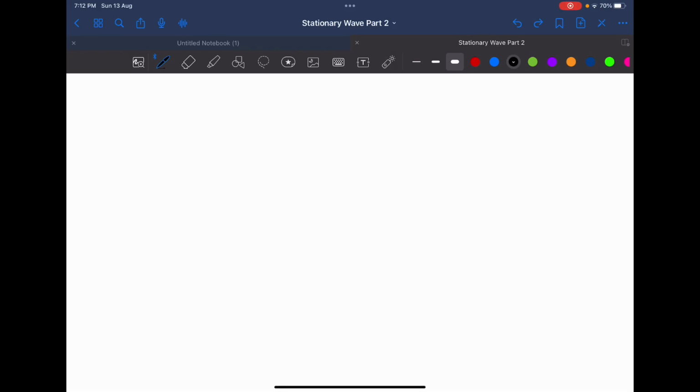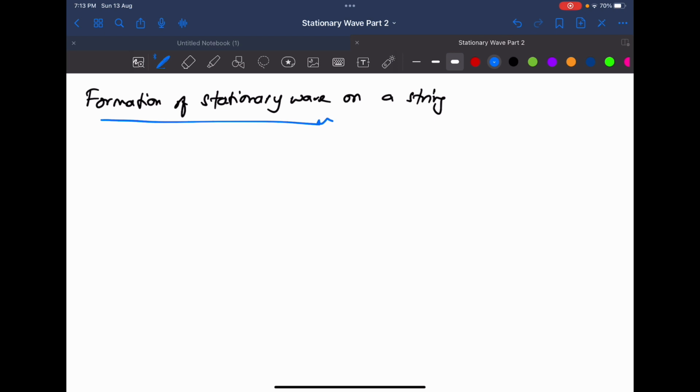Okay, in this video we're going to look at the formation of stationary wave on a string. So how does the experimental setup look like?